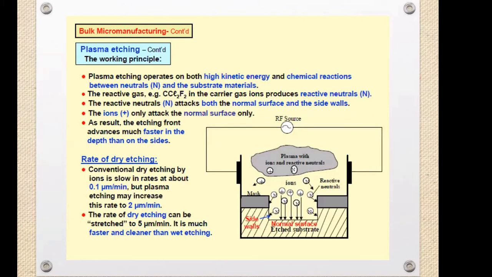The etching of the substrate material is accomplished by high energy ions in the plasma bombarding the substrate surface, simultaneously with chemical reaction between the reactive neutral ions and the substrate material. This high energy reaction causes local evaporation, and this results in the removal of the substrate material. This is due to the large number of high energy particles, involving both the neutral ions and the charged ions bombarding the normal surface. But the side walls are bombarded by the neutral ions only.